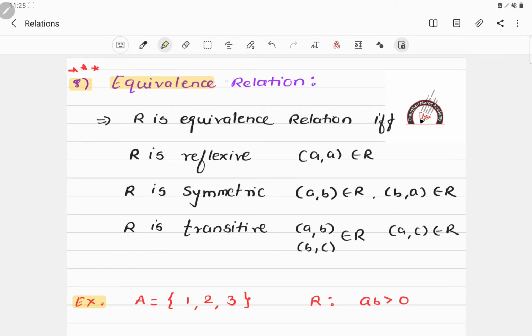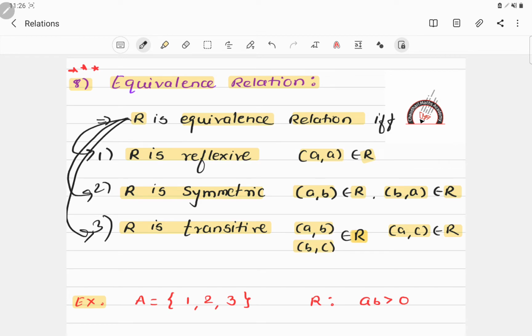What is an equivalence relation? If R is an equivalence relation, then R is reflexive, which means (A, A) belongs to that relation. R is symmetric: if (A, B) belongs to R, then (B, A) also belongs to R. And R is transitive: if (A, B) belongs to R and (B, C) belongs to R, then (A, C) belongs to R. If one particular relation satisfies all these 3 conditions, if it is reflexive, it is also symmetric, it is also transitive.